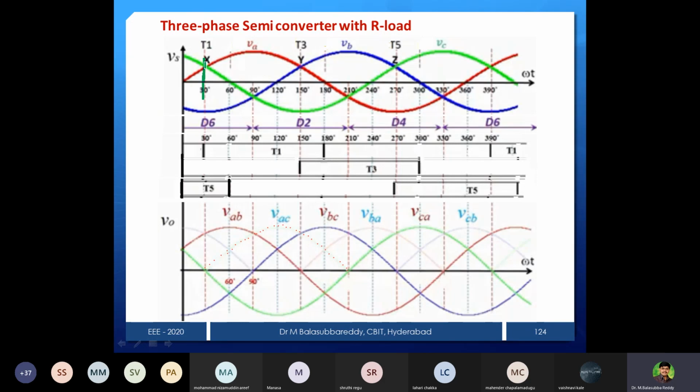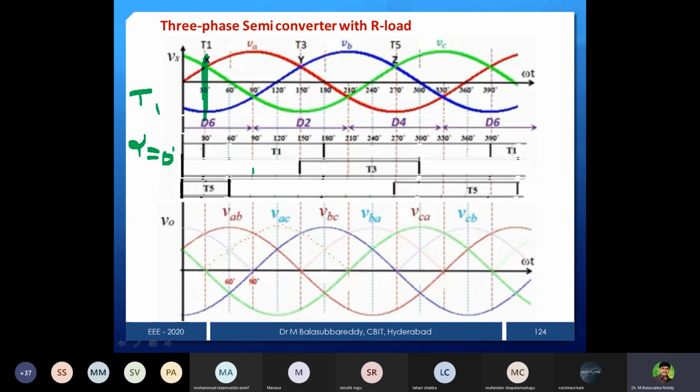That's it. So now I want to start at omega t equal to 30 degrees, or alpha equal to 0, because we already provided firing pulses at alpha equal to 0. Now alpha is 0. Who will fire first? Which is more positive, which is more negative? From this point onwards, A phase and C phase are exactly the same. From there onwards, A phase is more positive.